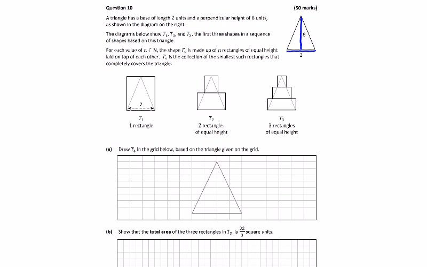Tn is made up of n rectangles of equal height, so that would be 4 for T4, laid on top of each other. So equal height laid on top of each other. This is going to be a 4, they're 8 high, 4 and a 4. We have 1, 2, 3, 4 there. It's 2 wide, so they're all going to be a half.